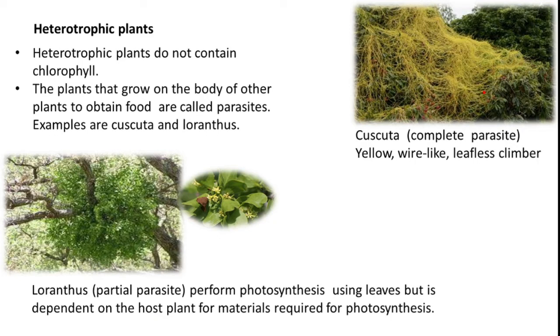Due to the absence of chlorophyll, the Cuscuta is completely dependent on the host plant. Hence, it is said to be a complete parasitic plant. Loranthus. Loranthus is a partial parasite. It can perform photosynthesis using leaves because it contains chlorophyll, but is dependent on the host plant for materials required for photosynthesis, such as minerals and water.